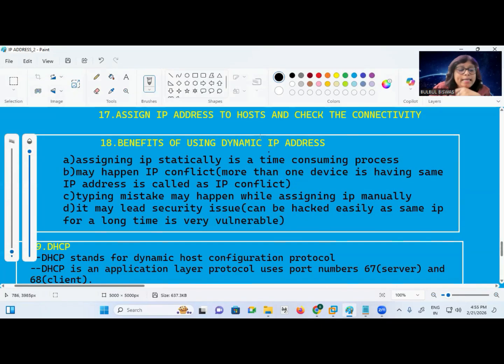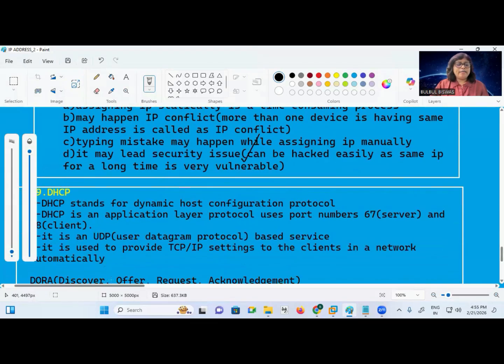Next is the security issue. Static IP is a fixed IP for a long time. A hacker can try several times with the same IP. That means my system is vulnerable. So that's why in a production network, we prefer dynamic IP. Who is giving it? The DHCP server. As an admin, you have to configure the DHCP server. Fine. So now we will see a little bit of what DHCP is.